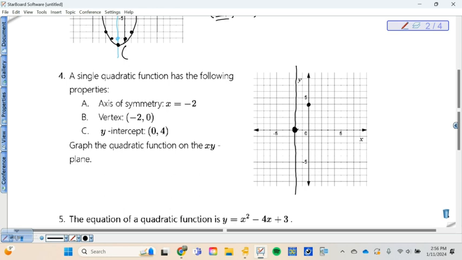So this is my vertex. That's my y-intercept, so it's going to look something like this. But what do I know about this side?